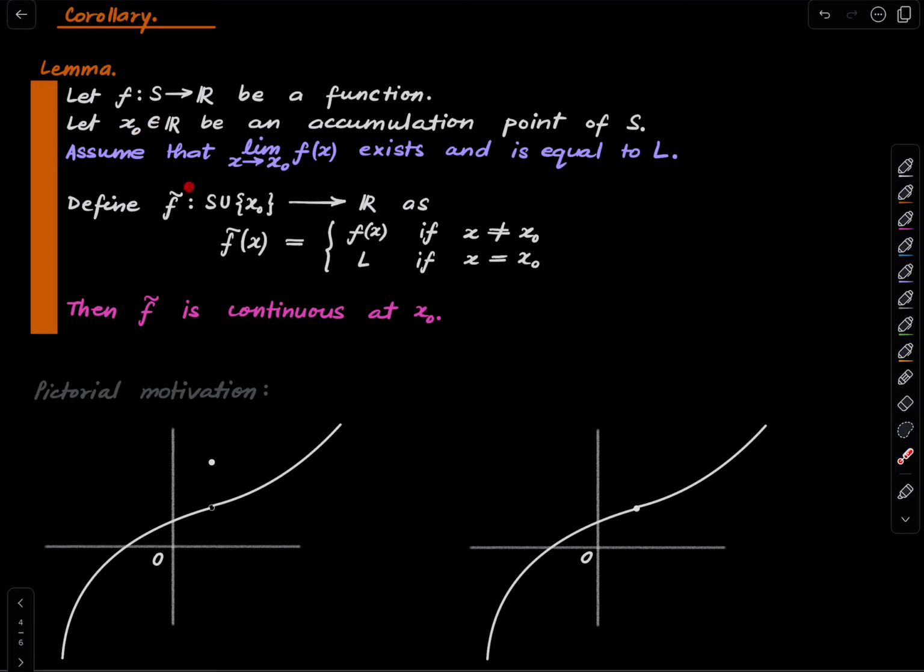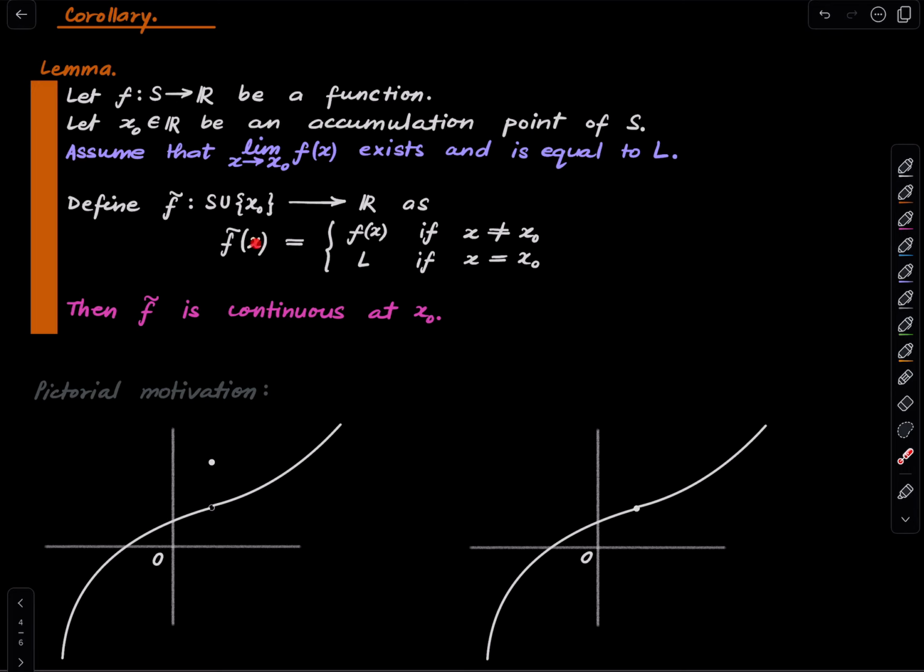Then you define this new function f tilde on this set. X naught could have been a member of S or could not have been a member of S, doesn't matter. If it is already there in S, then this set is S. Otherwise, this is a set which is bigger than S. It has an extra point. Okay, so how is f tilde defined?